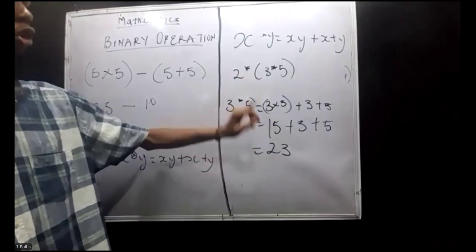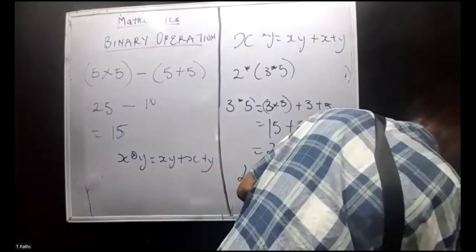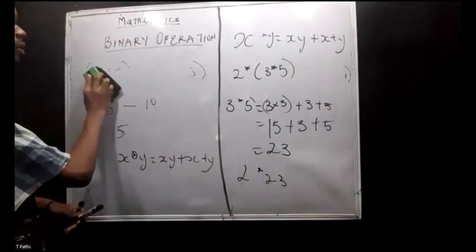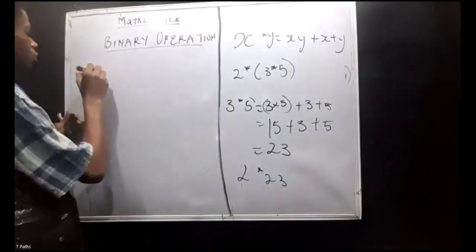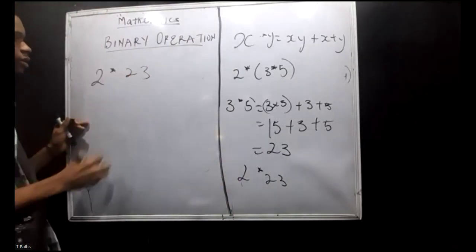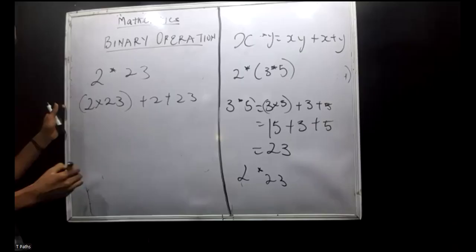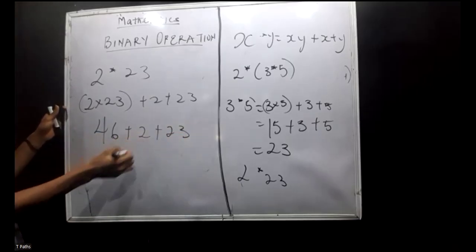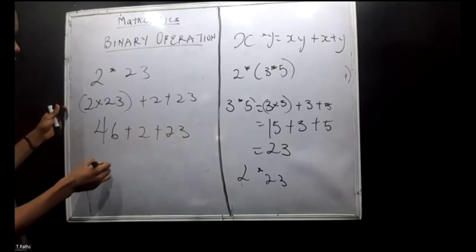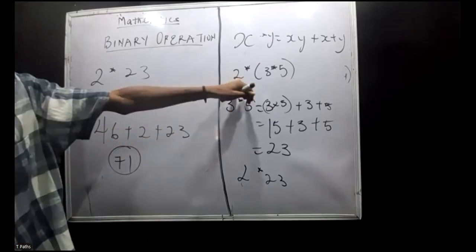The next thing for me to do is 2 operation 23. So I can do 2 times 23 plus 2 plus 23. 2 times 23 is 46, plus 2 plus 23. If I add this together, this gives me 48 plus 23, which is 71. So the answer to 2 operation 3 operation 5 is 71. So you can pick the correct option in the question.